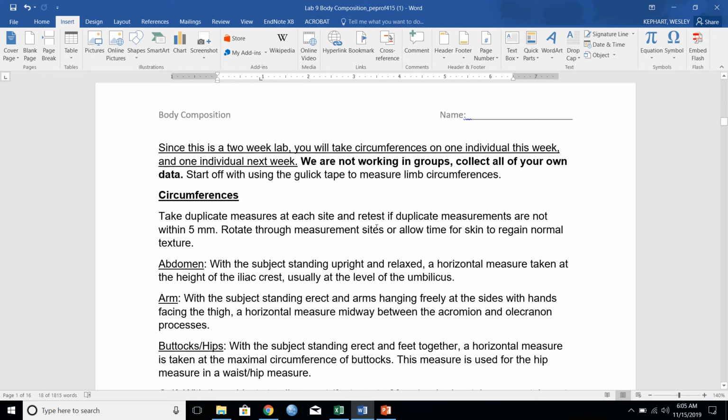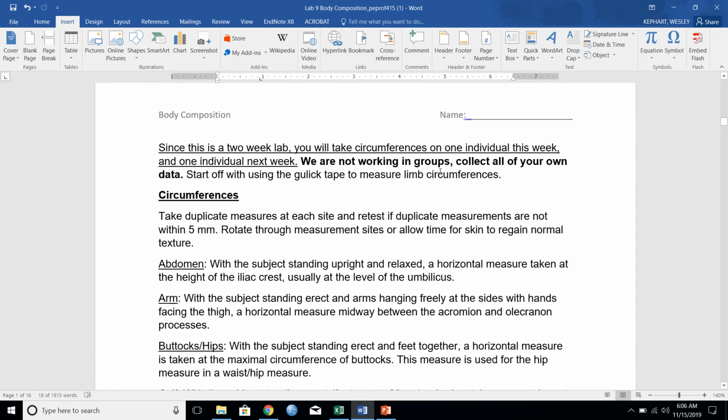Okay, so with body composition, this is going to be a 2-week lab. You're going to take circumferences on one individual this week and someone completely different next week. So pick someone that you feel relatively comfortable with, or comfortable enough. We aren't working in groups at all. For our very last 2-week lab, you're just working with whoever will work with you.